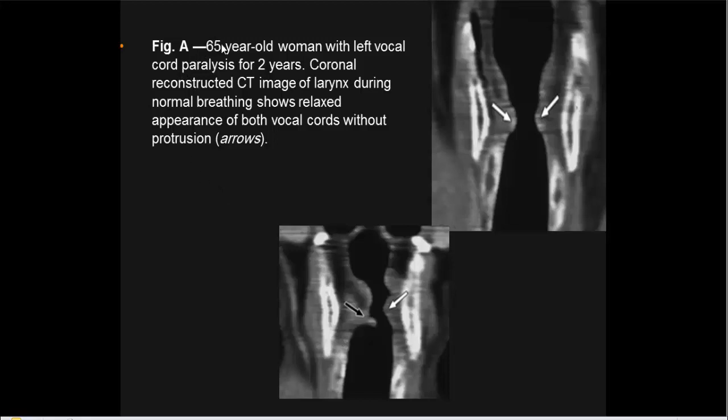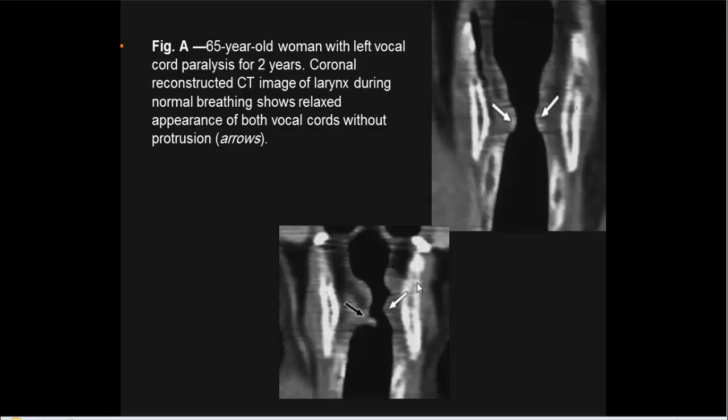This is a 65-year-old woman with left vocal cord paralysis for 2 years. As we see during normal breathing, both vocal cords are away from each other, the airway is present, and this is flat, no abnormality. But in phonation, the tip of this cord goes medially, and this cord doesn't move.